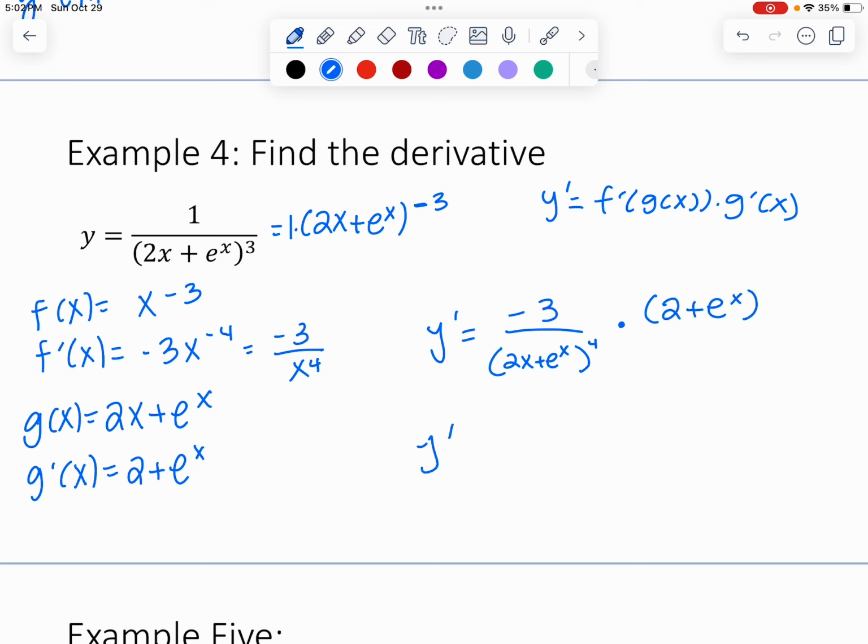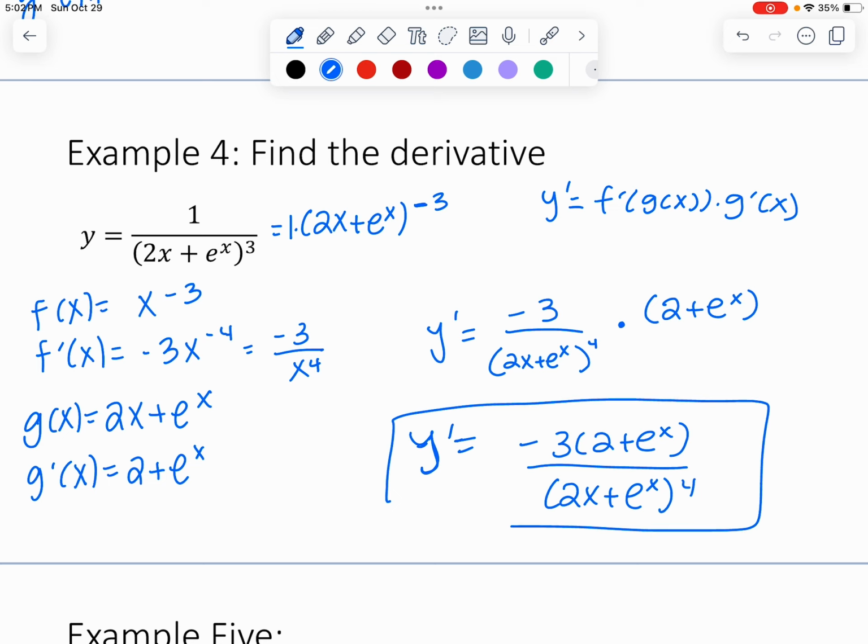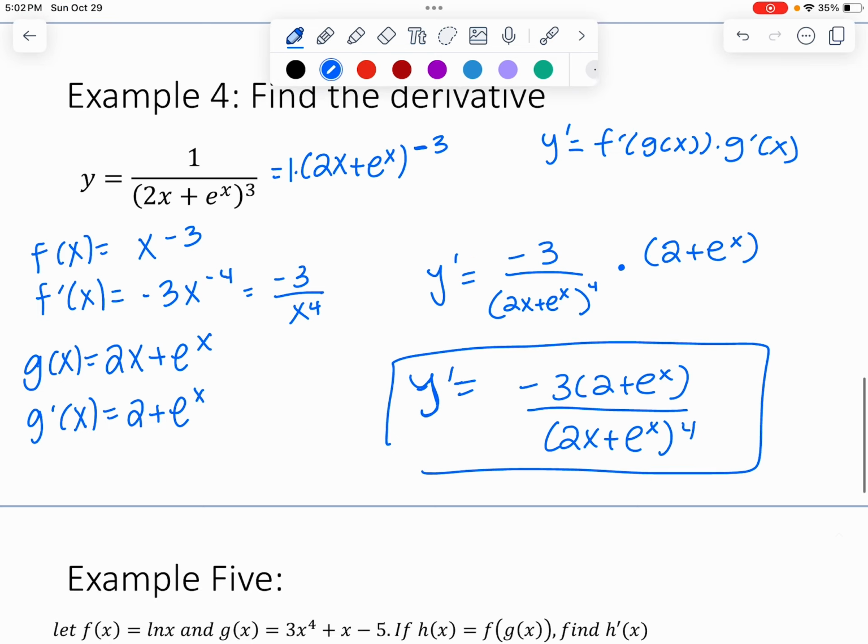And I'll simplify it so it looks nicer. But just make sure that when you do the derivative of the outside, you keep it in parentheses if it needs to be in parentheses. And that is the derivative. Okay, we got two more.